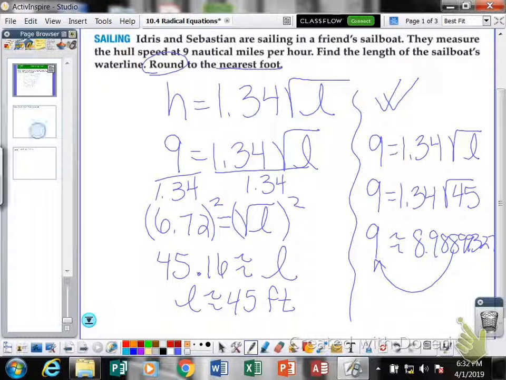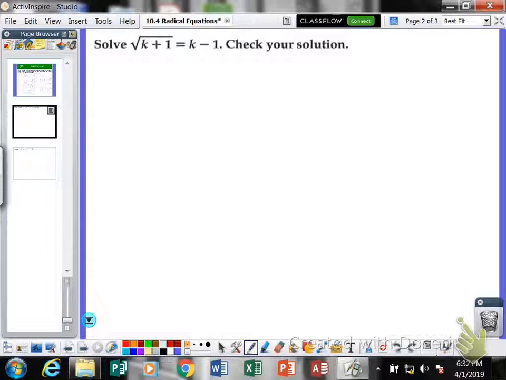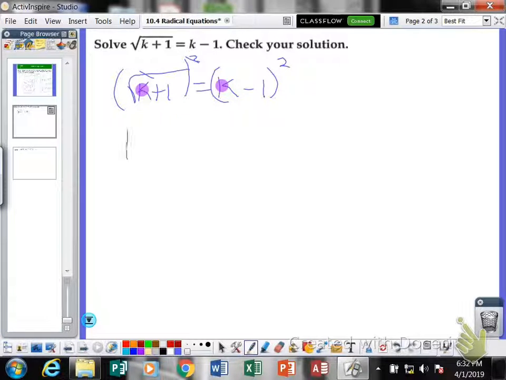All right, so solve the square root of k plus 1 equals k minus 1. We want to solve for k. We'll notice that k is on opposite sides and one of the k's is under a root. We have to get rid of that radical. How do we get rid of radicals? We square. Because we square, the square root and the square cancel each other out, giving us k plus 1 on this side.